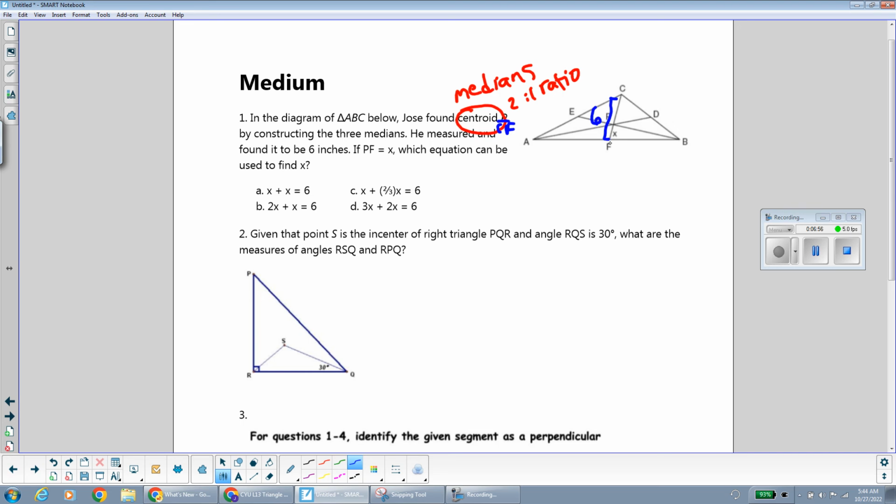If PF is X, which equation can be used to find X? Well, remember, the centroid splits each median in a 2-to-1 ratio. The longer part's the 2 part of the ratio. The shorter part is the 1 part of the ratio. If the whole thing equals 6, we know that the 2 part of the ratio and the 1 part of the ratio together make 6.